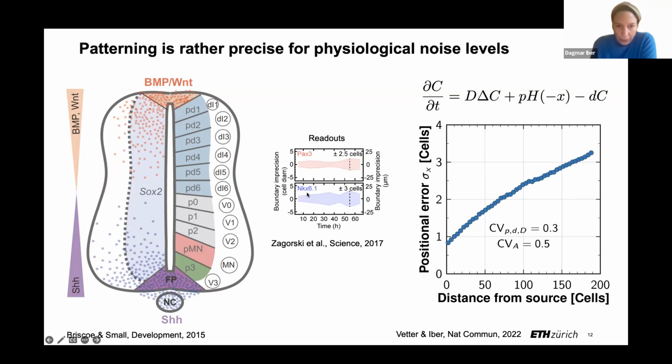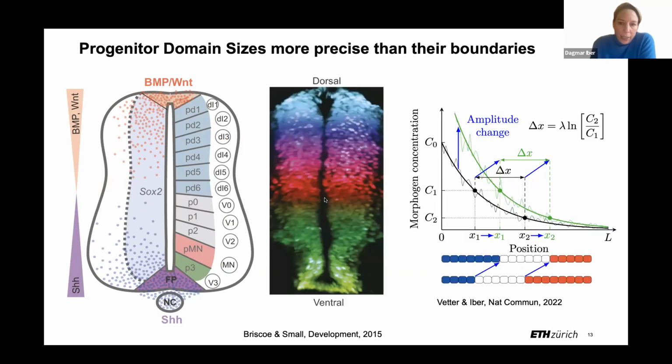Now the PAX3 and NKX6.1 domains, they may be around here. And so that matches quite well what has been reported. And so that means that these readout precisions are absolutely consistent with what you would expect for a normal noisy morphogen gradient.